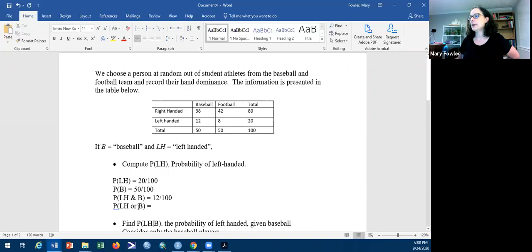Here we are looking for the probability of left-handed or baseball. When we see that word or, we have to think which addition rule we use, the general addition rule or the special addition rule? It's always important to think about whether or not the two events are mutually exclusive. In this case, they are not mutually exclusive because there are these 12 individuals that are both left-handed and baseball. So we're going to use the general addition rule: the probability of left-handed plus the probability of baseball minus the probability of left-handed and baseball.